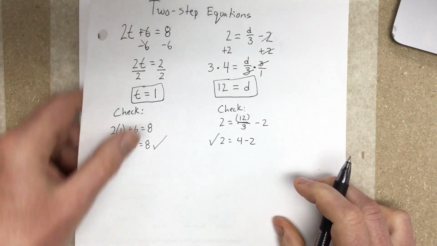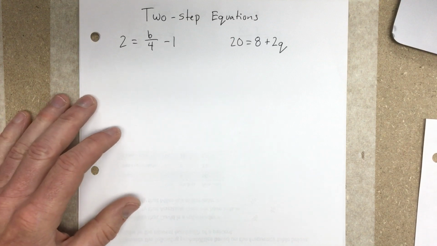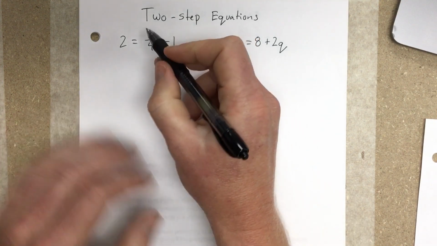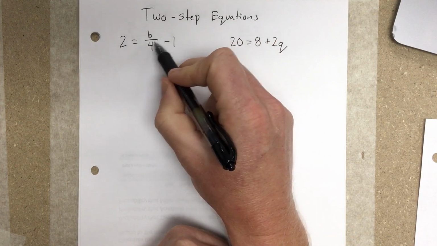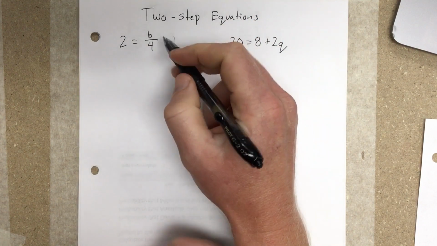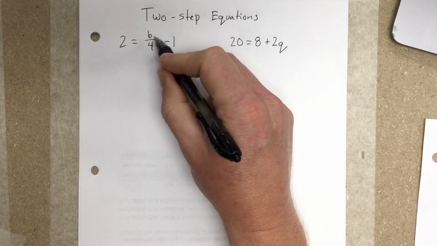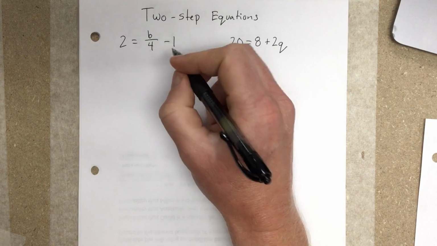Now we're going to keep moving on and hopefully get some more difficult problems as we work. So we have one that's really similar to the previous problem. I have division of 4 and a subtraction of 1. I need to do the opposite operation. So if I see the division of 4, I need to multiply by 4. If I see subtraction of 1, I need to add 1.